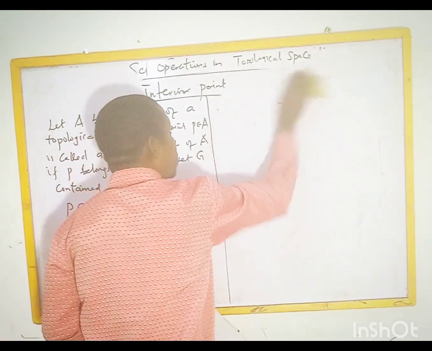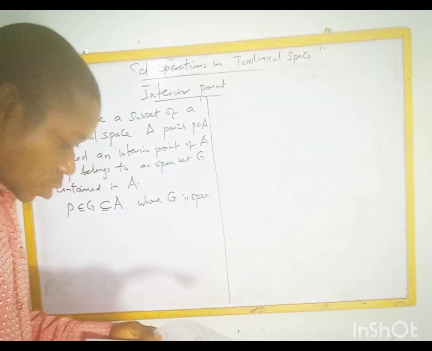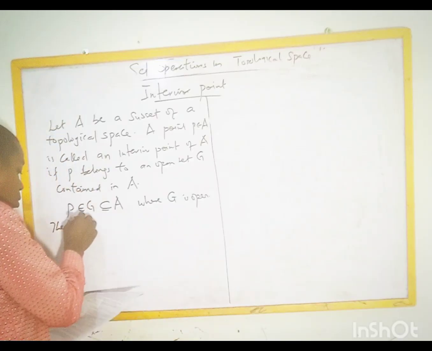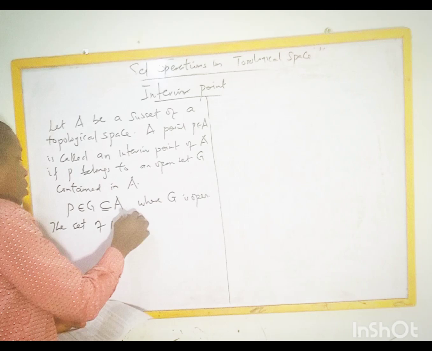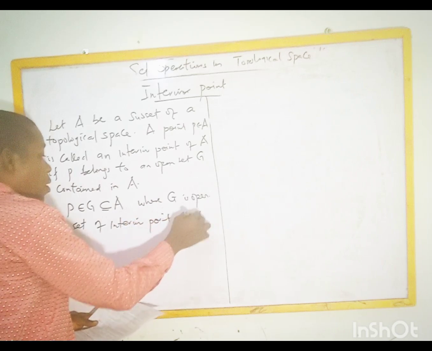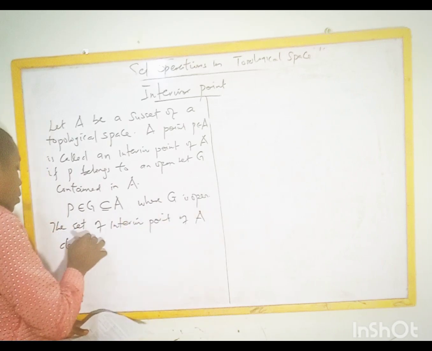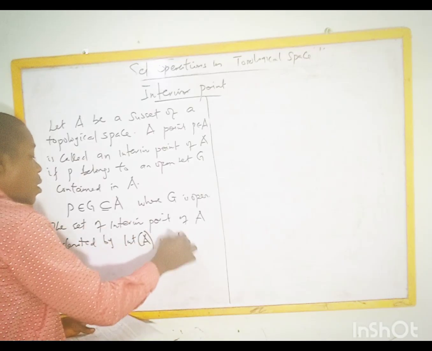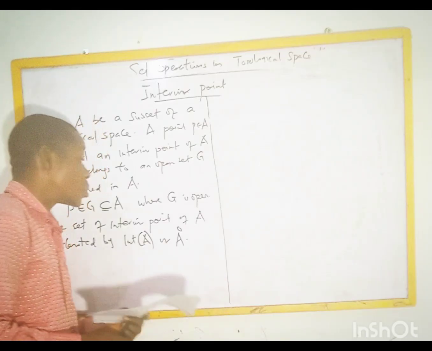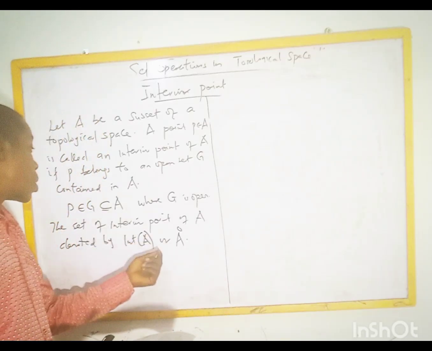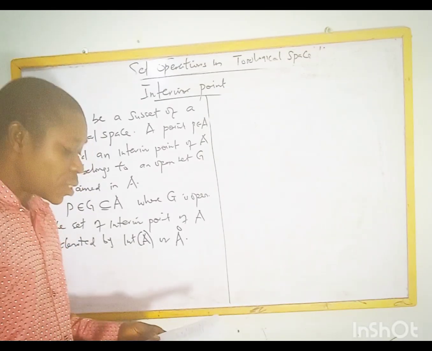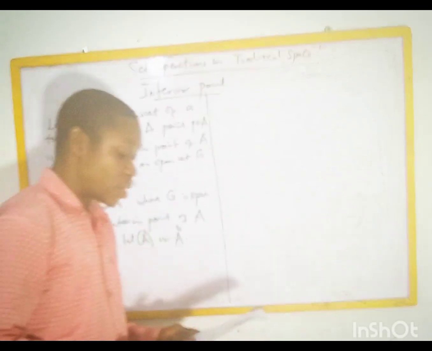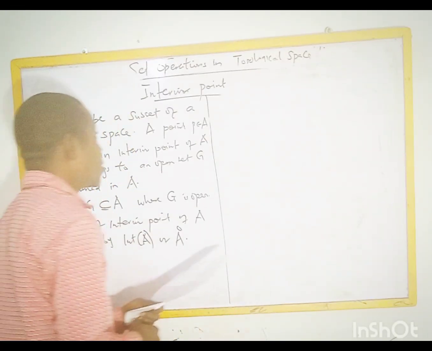Now let's look at what we also need to understand. The set of interior points of A is denoted by Int A, or we can write it as A raised to the circle. That's how you define the interior of A.